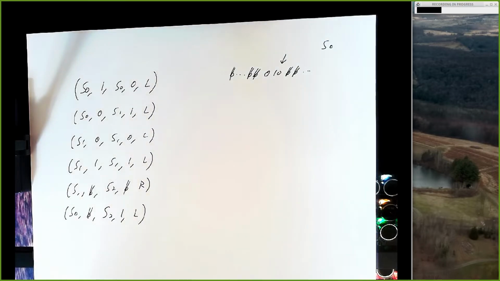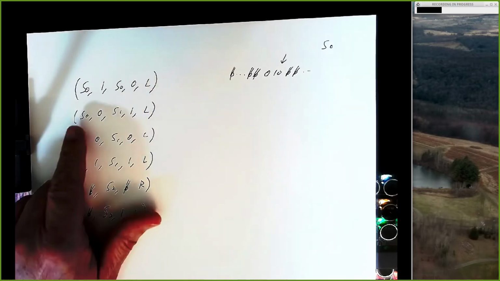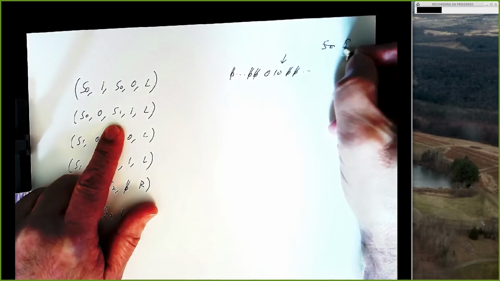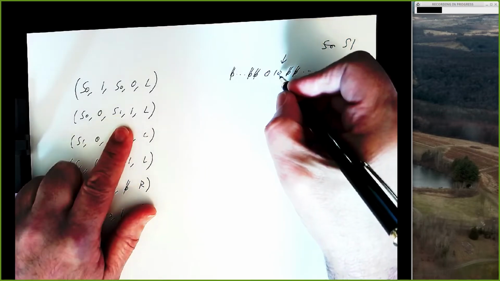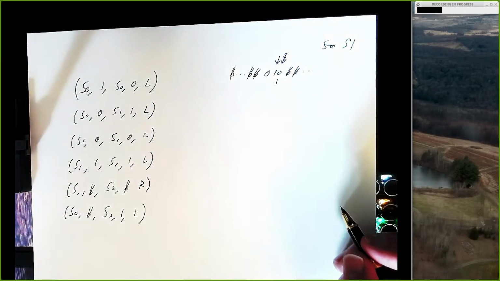Input 0. Okay, got an input of 0. And so what does it do? Move to S1. Okay. And how do you know that? I'm just looking at the second row. Okay, second row says if you're in state S0, which we are, and the input is 0, which we are, change to state S1. And then what else does it do? It sets that bit to 1. And then moves left 1. Alright, cool. What's the next thing that happens?